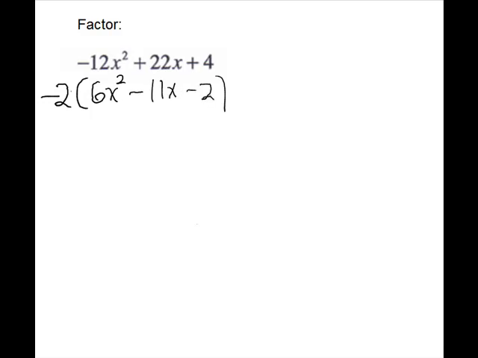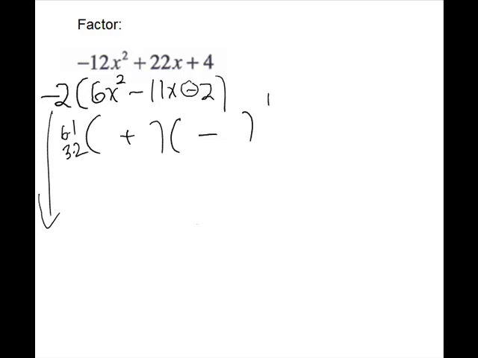Let's double check right there. Distribute back. That would be negative 12x squared, positive 22x, positive 4. So we're good so far. This negative 2 we'll ignore, but we need it with our final answer. So now we're working on this trinomial. We're going to have different signs. We have 6, so we can try 6 and 1 or 3 and 2. For here we have 1 and 2 or 2 and 1. So I'm going to start with 3 and 2.